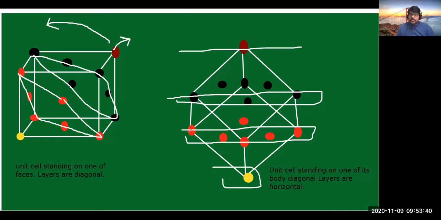The particles of the first layer, if you see, are similar to two-dimensional HCP. Particles of the second layer occupy one type of triangular voids. After placing the second layer, two types of voids are generated, tetrahedral voids and octahedral voids. The particles of the third layer occupy octahedral voids. Particles of the fourth layer are lying exactly above the particles of the first layer. And if the FCC unit cell is standing on one of its faces, the layers are diagonal. If the unit cell is standing on its body diagonal, the layers are horizontal.